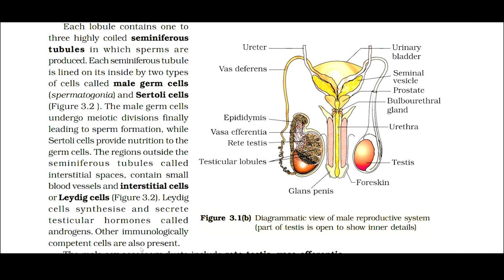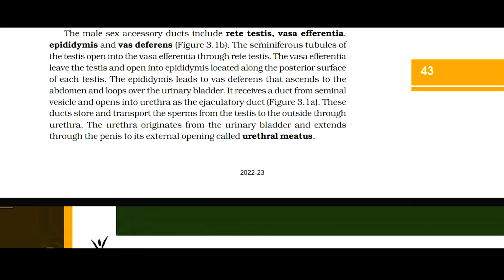The male sex accessory ducts include rete testis, vasa efferentia, epididymis, and vas deferens, which is given in figure 3.1b. The seminiferous tubules of the testes open into the vasa efferentia through rete testis. The vasa efferentia leave the testes and open into epididymis located along the posterior surface of each testis. The epididymis leads to vas deferens that ascends to the abdomen and loops over the urinary bladder. It receives a duct from seminal vesicle and opens into urethra as the ejaculatory duct, which is given in figure 3.1a. These ducts store and transport the sperms from the testes to the outside through urethra.